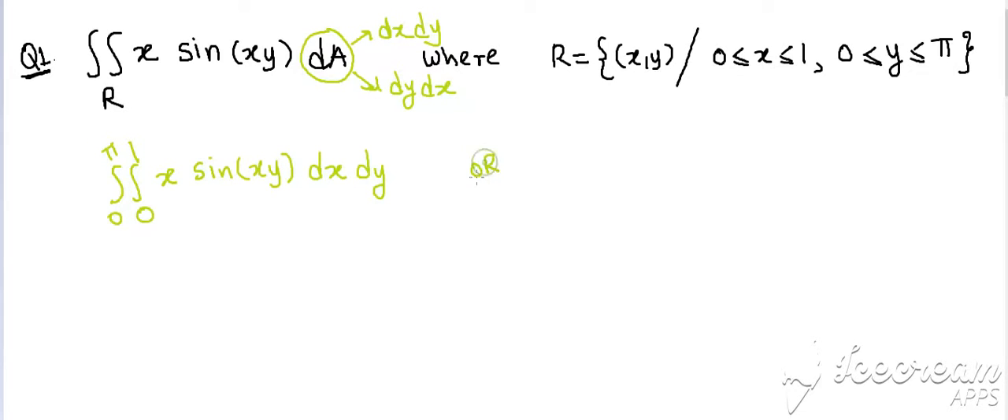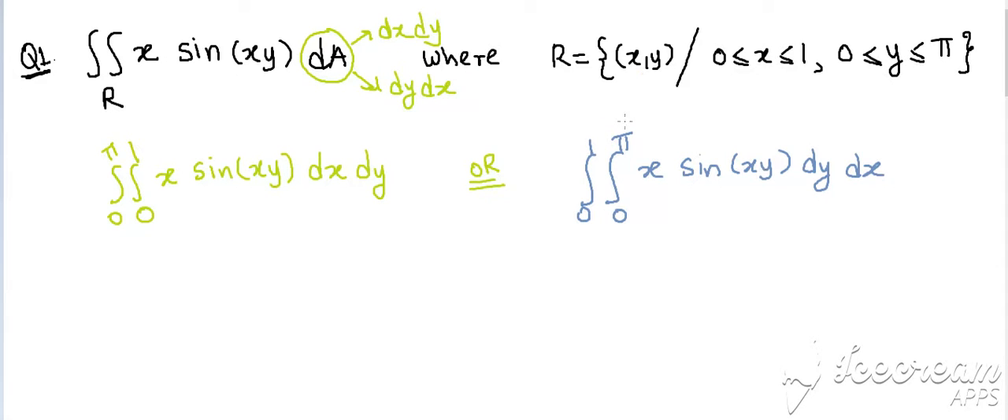Or if we select dy dx, then our integral will become the double integral of x sin(xy) dy dx. Now writing down the limits, the limit for y is 0 to pi and the limit for x is 0 to 1. I hope you remember this. These are the limits for y because of this one, and these are the limits for x, right? This is the way of checking if the limits are correct or not.